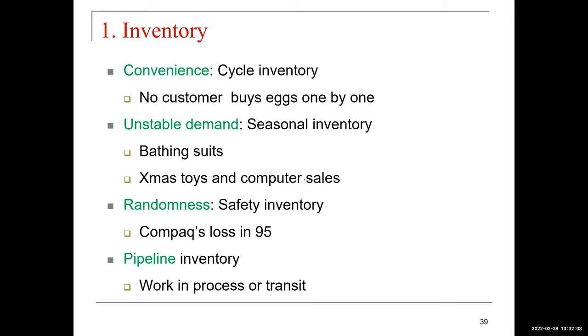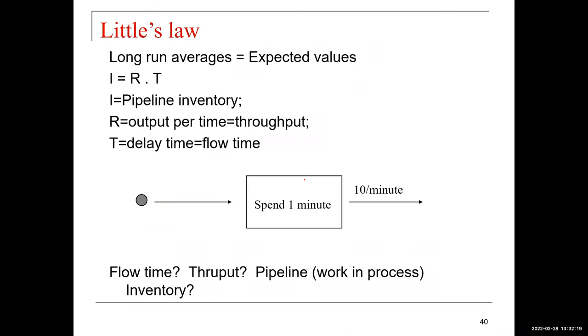As facilities planners, we might be in charge of planning for these decisions and also designing for the flow of these products within the inventory and the delivery of these products. If we think about Little's law, the long run averages are equal to the expected values. So the inventory is equal to the output per time, or the throughput, times the delay time or flow time. So R times T is the pipeline inventory. That should be our pipeline inventory.